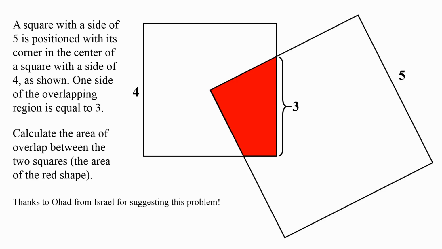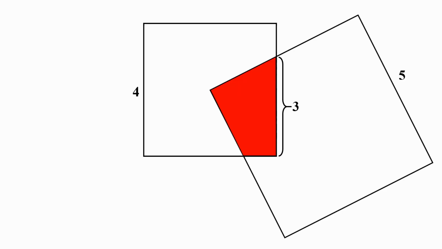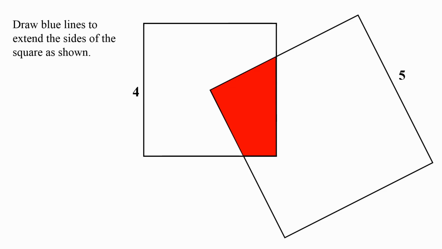So, how can we figure this problem out? Well, the first thing is the side of 3 is actually irrelevant to this problem. We'll remove it. Next we'll draw blue lines to extend the sides of the square as shown. What does this do? Notice the square with a side length of 4 is now divided into 4 identical shapes, each with an area equal to the red shape. Therefore, each shape is equal to 1/4 of the square's area.